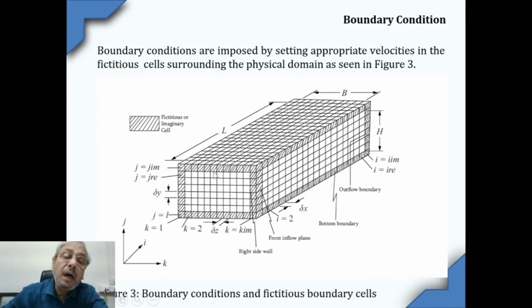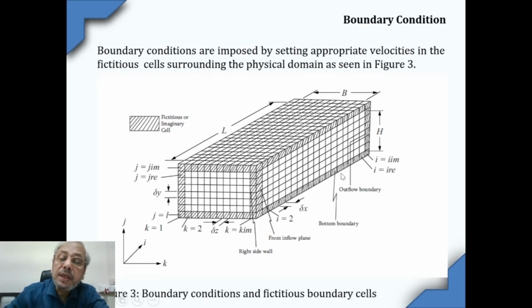But when we do the post processing, obviously we need not pay attention to the velocity values in the fictitious cells because they are outside the physical domain. Fictitious cells are also called imaginary cells, and as you can see, they are outside the physical domain.